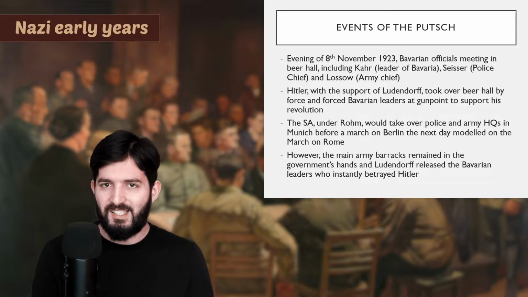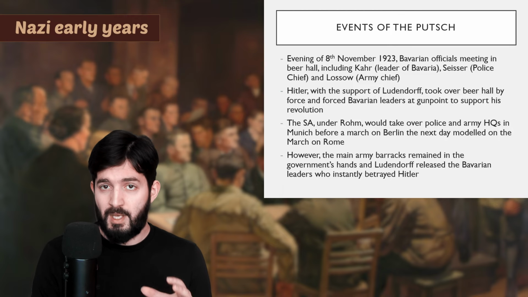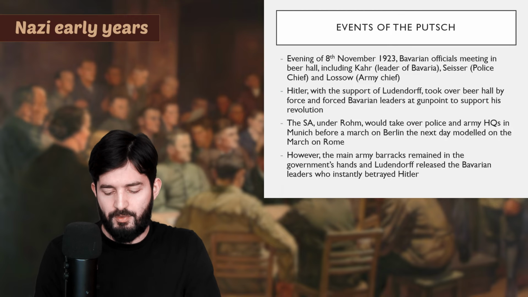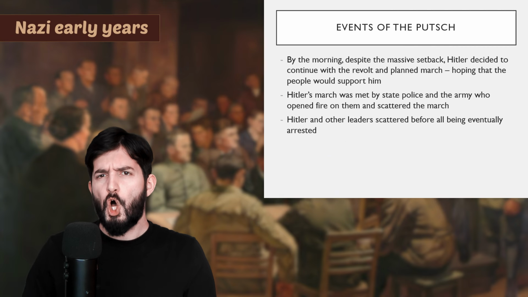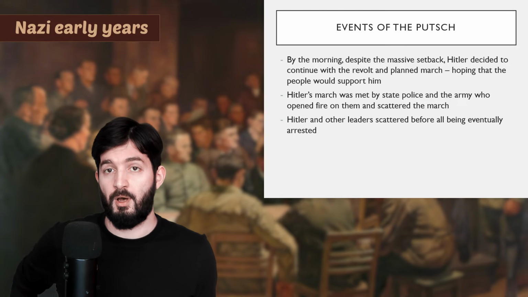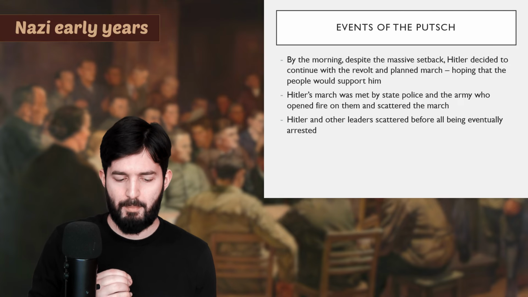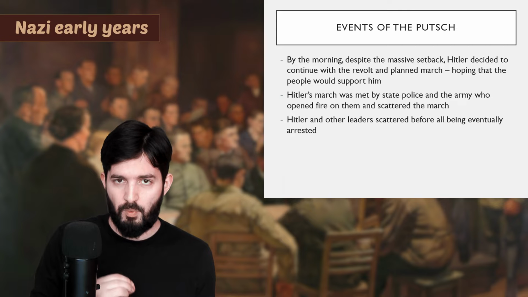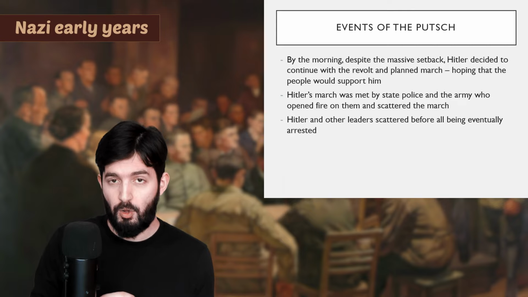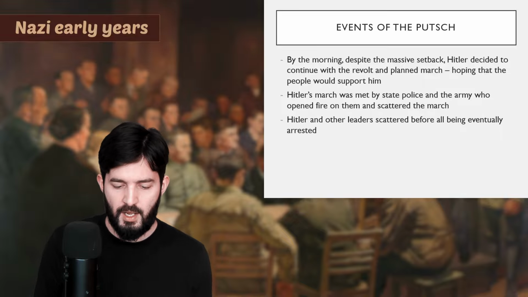They, of course, instantly betray Hitler. They immediately call the government in Berlin, inform them what's going on, and they order the army in Bavaria into action to try and put down the rebellion. And so almost immediately that night, the putsch goes wrong, and it's basically on life support. However, by the morning, despite that massive setback, Hitler decides he still wants to go ahead with the planned revolt and the march which he had planned to try and basically get the march on Berlin.